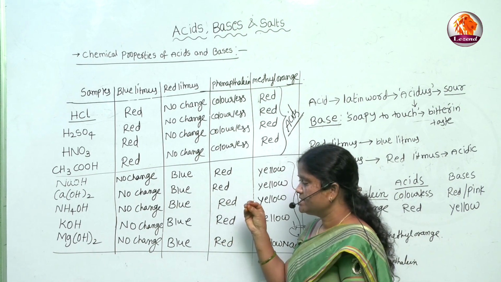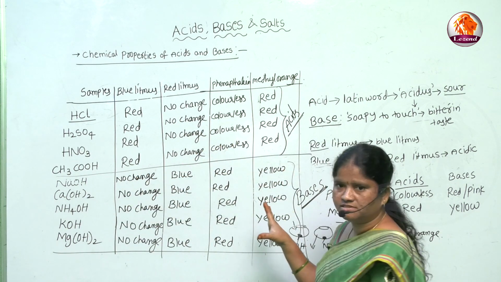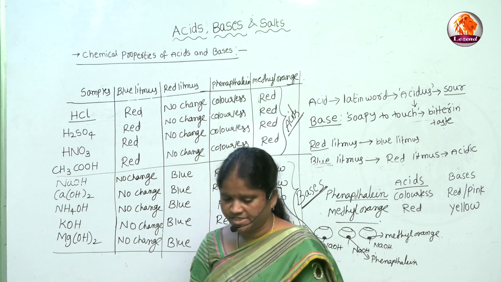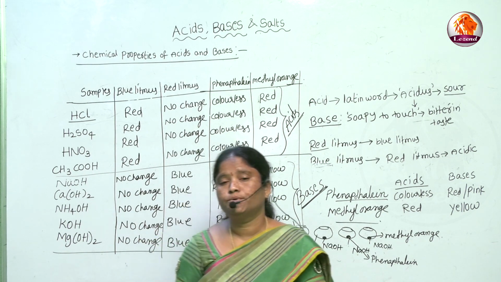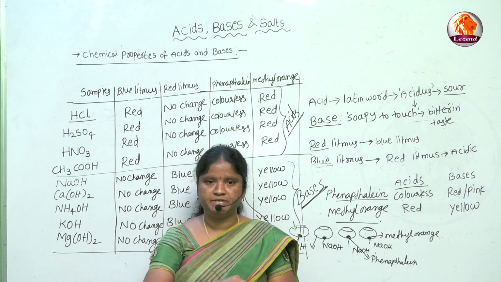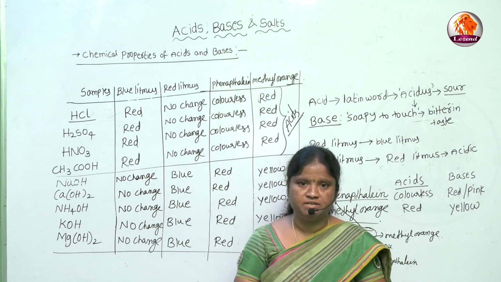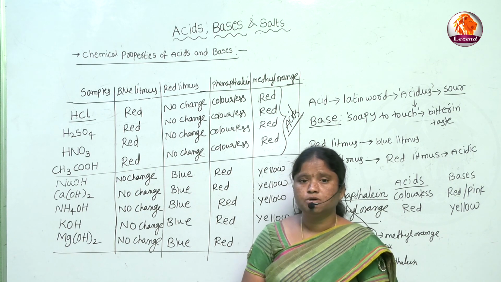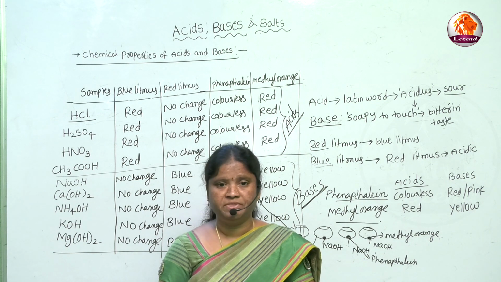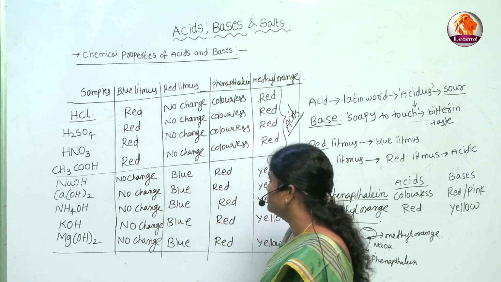So like this way, in the presence of indicators, some of the substances change their colors. According to the color, we can identify the nature of the substance, whether it is acidic or basic. But some of the substances change their odor. Odor means what? A smell. In the presence of acidic or basic medium, they will give a change in smell. The substances whose odor changes in the presence of acidic or basic medium, we can call olfactory indicators.